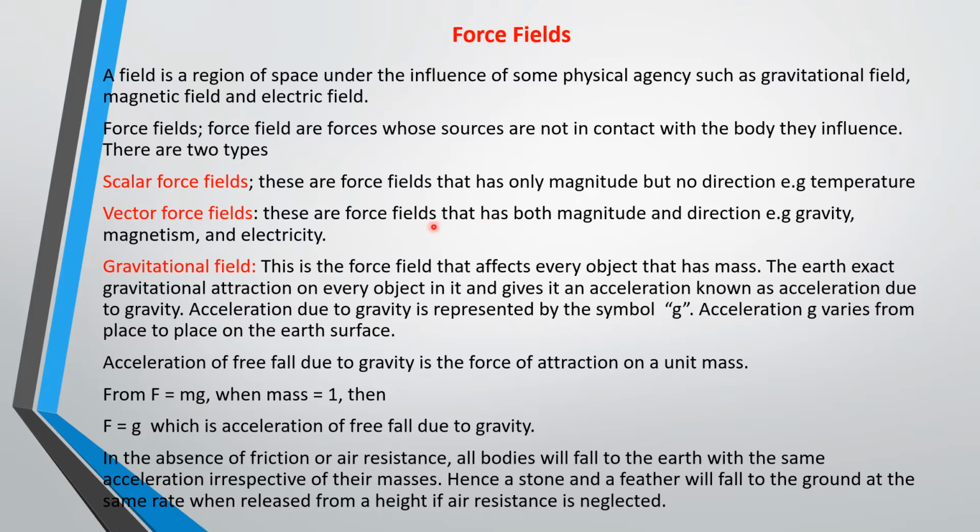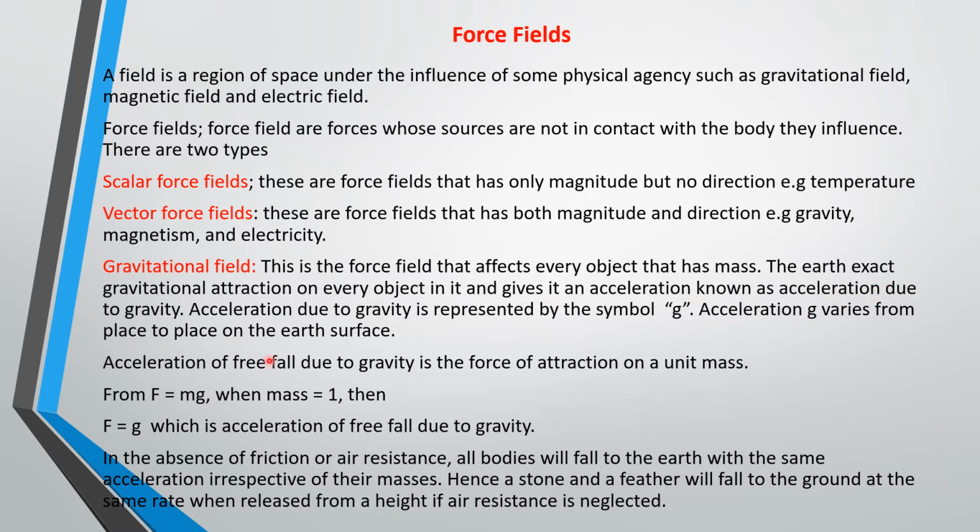Okay, so gravitational field is a force field that affects every object that has mass. Every object that has mass exerts gravitational attraction on every object in it and gives it an acceleration known as acceleration due to gravity. So acceleration due to gravity is represented by the symbol g. All this we have discussed before in some of our earlier topics, so you can actually relate with this, right?